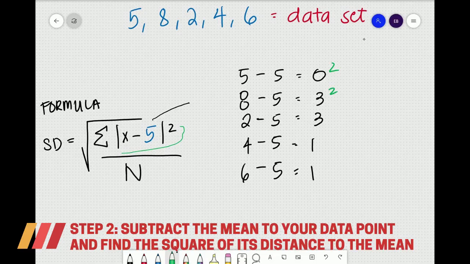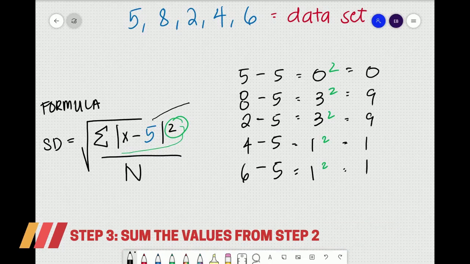And don't forget to square them. So the final answer will be 0, 9, 9, 1, and 1. Step 3. Sum the values from step 2. This symbol represents sum. So in this step, we're going to add the 5 values we have found in step 2. So we add 0 plus 9 plus 9 plus 1 plus 1. And that equals 20.